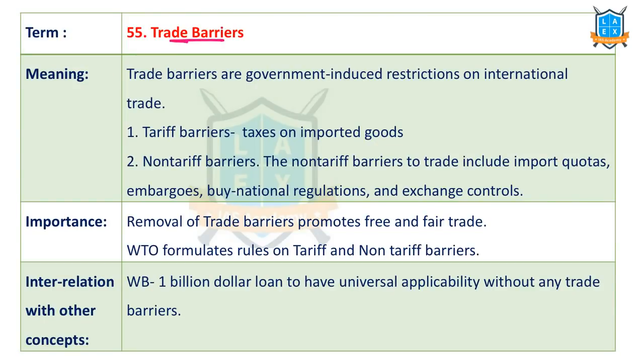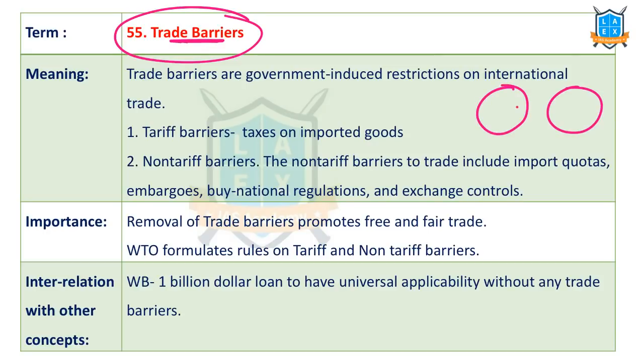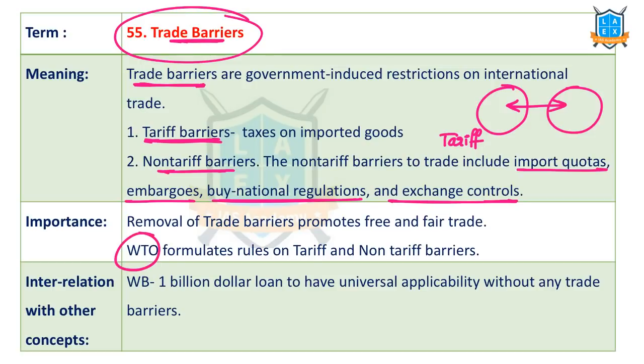Our final topic and term is trade barriers. What are these trade barriers? When two countries trade, they exchange goods and services, especially goods. While exchanging the goods, a country imposes tariffs. Tariff means a kind of tax. So that is called a tariff barrier. Then there are other barriers called non-tariff barriers, which include import quotas, embargoes, binational kinds of regulations, and exchange controls. These all impose barriers to trade. These trade barriers reduce the free flow of trade between countries. And there is this organization, WTO, which formulates the rules and guidelines on tariff and non-tariff barriers. Removal of tariff barriers promotes free and fair trade.